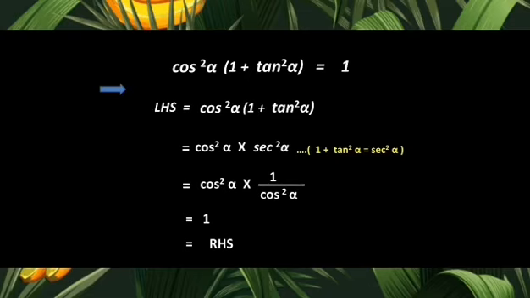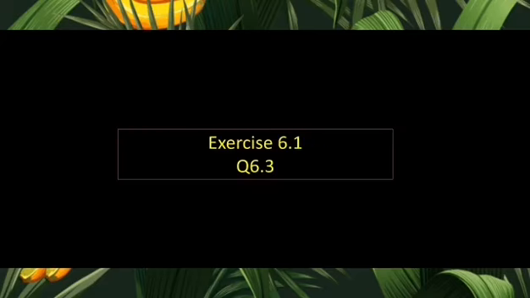Over here we have used the second identity: 1 plus tan square alpha is equal to sec square alpha. Whenever you use an identity, my dear children, in this question you have to mention it. Only then you will get full marks. Let's move on with the next question, the third one.